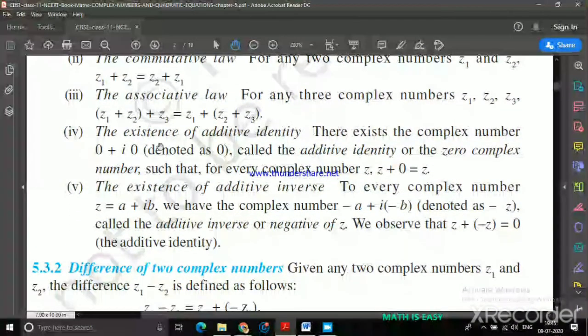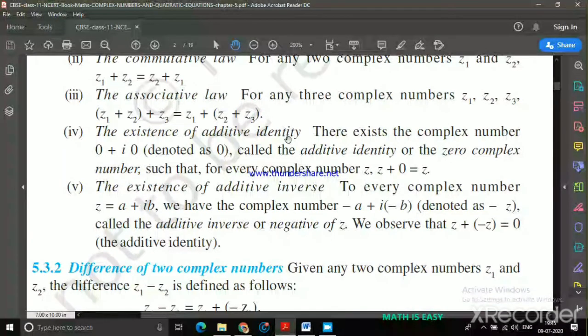Existence of identity: for addition, the identity element is going to be 0 plus I0. What is identity? Any number I take plus the identity gives me the same number. For example, 2 plus 0 is 2, 3 plus 0 is 3, 5 plus 0 is 5. So in the real number system, 0 is the additive identity that we already studied in lower classes. In the complex number system, 0 plus I0 is going to be the identity number.